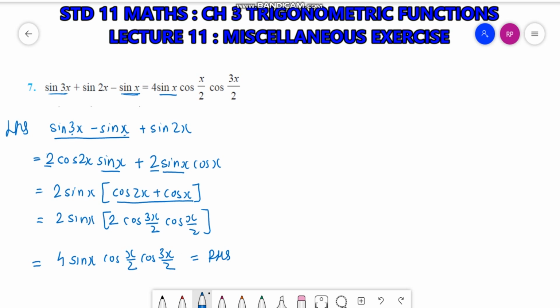Here I used the first formula S minus S, and here the formula of sin 2 theta. Then I take 2 sin x common, and again I use C plus C. So note down question number 7.